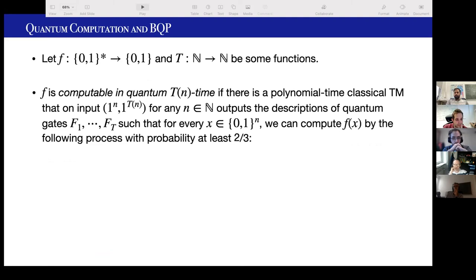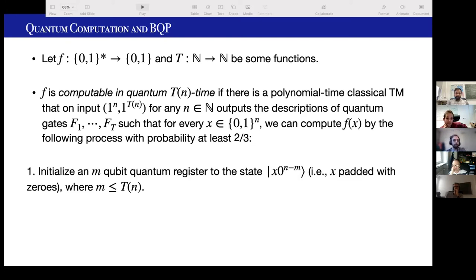First of all, if there is a polynomial time classical Turing machine that on unary inputs outputs the description of quantum gates f1 to f_t(n), such that for every x, we can compute f(x) with probability at least two-thirds with the following process. So the process of computation involves four steps or so. And if using those four steps we can determine the value of the function at x, then we will say that this problem is solved by a quantum computation in time t.